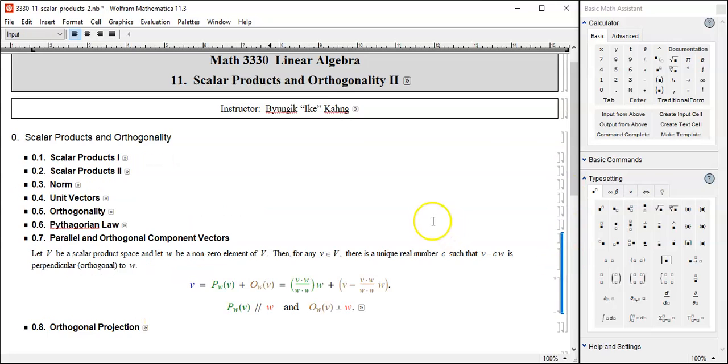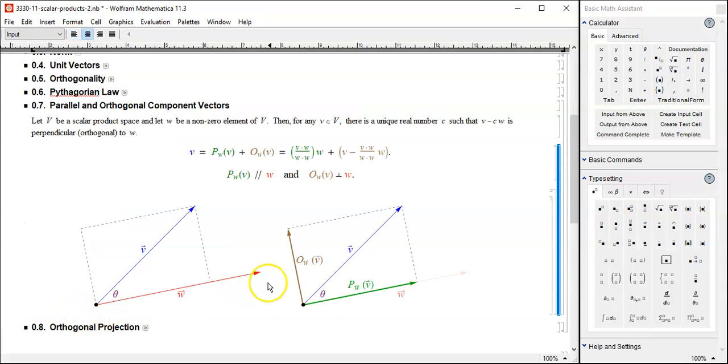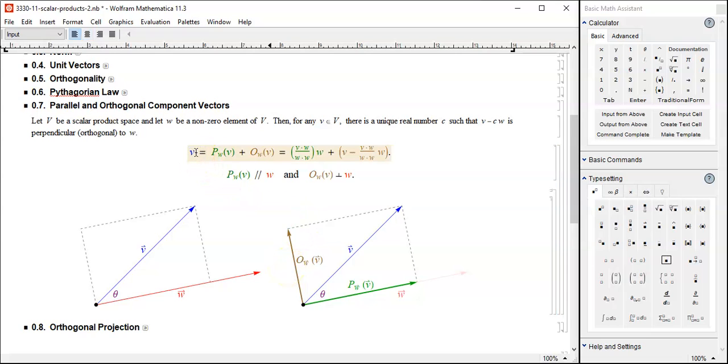And then let's go over to another preparation, and this is going to be a little bit harder. Let's go to this picture, parallel and orthogonal component vectors. And here we go. If we have vector w, and from another vector v, we can find a vector perpendicular to w, like this. How do I do that? You can decompose the vector v into two components, parallel component, cw, and orthogonal component, v minus cw.